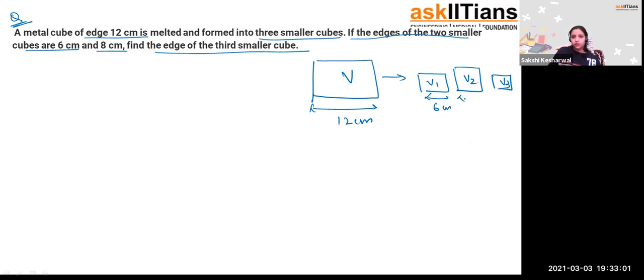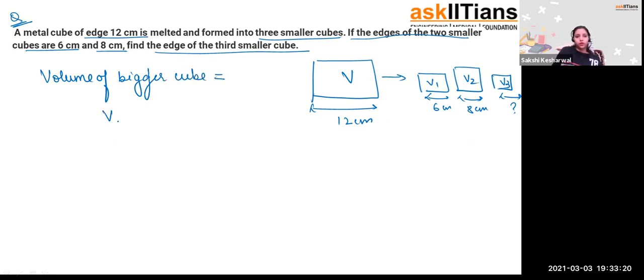6 centimeter. This one you don't know, like 8 centimeter, and this one you don't know, like this much, question mark. So can I say that the volume of a bigger cube is equal to volume 1 plus volume 2 plus volume 3, right? And all of them are cubes. So can I say that this is equal to 12 cubed?